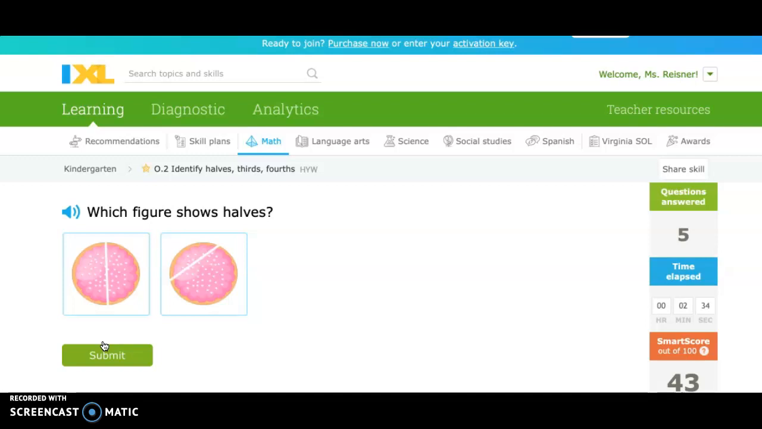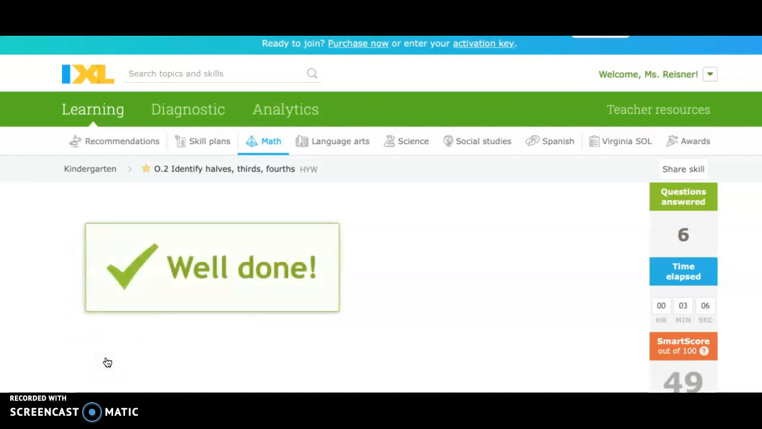All right. Which figure shows halves? I don't know. Can you help me out? Is it this one or this one? This one? No, oh, no, why not? Halves is 2 parts, right? Ah, it's not equal. This looks the same though. This is the same as that. So this is my answer.